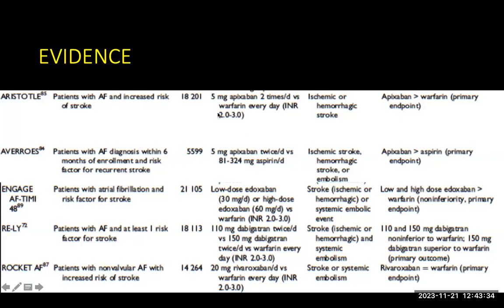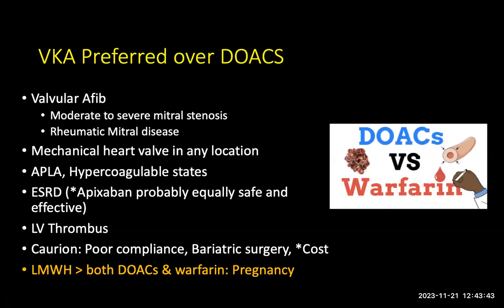So based on the convenience that we didn't have to do PT/INR monitoring, we didn't have the risks of ICH, the whole world switched to DOACs for atrial fibrillation, except very few conditions where you still have to resort to warfarin, such as if you have rheumatic mitral disease or degenerative severe mitral stenosis, or if you have mechanical heart valves in any location, or if you have an APLA syndrome, or if you have an LV thrombus, or if you have a patient who's pregnant, because you can't really use DOACs in these patients.